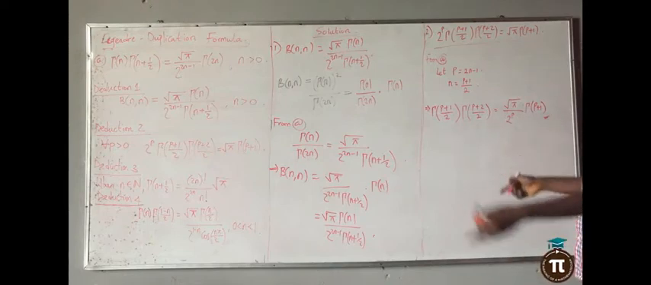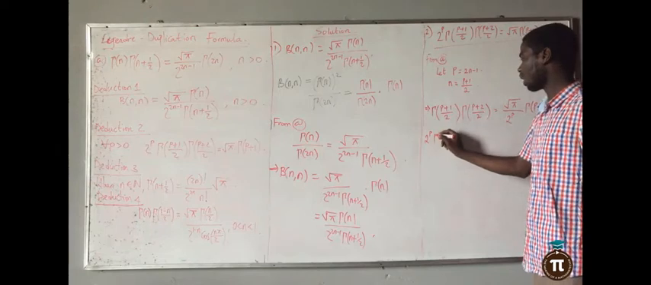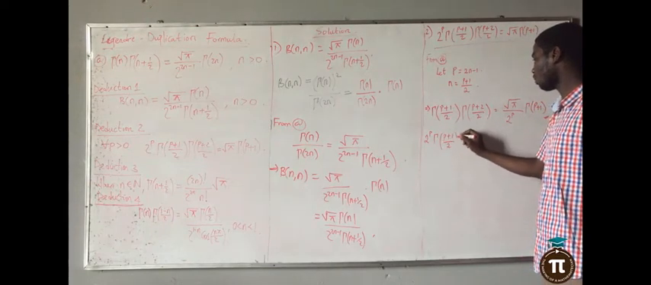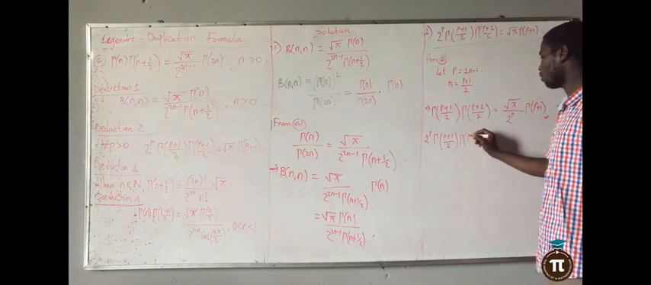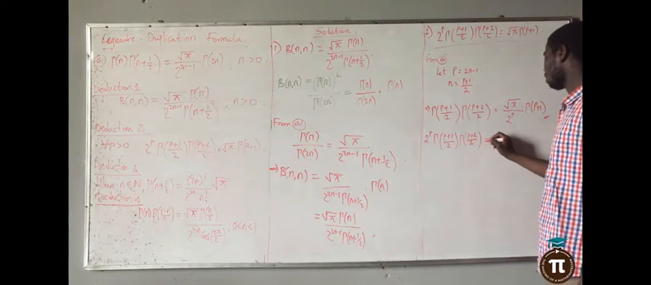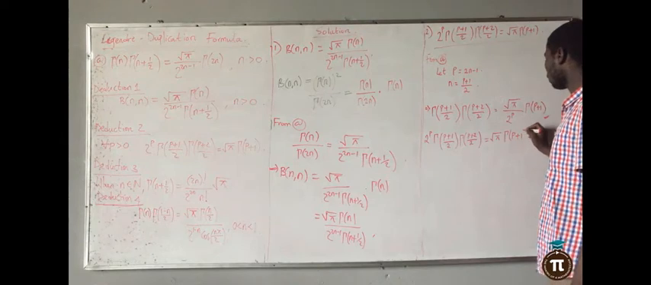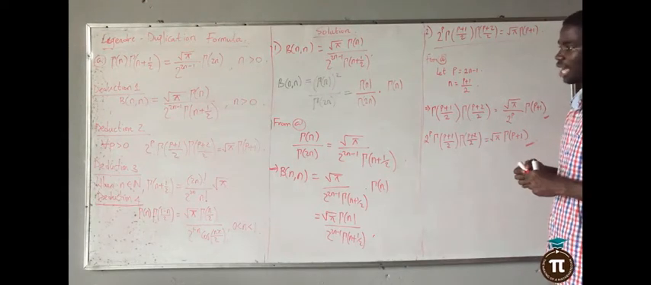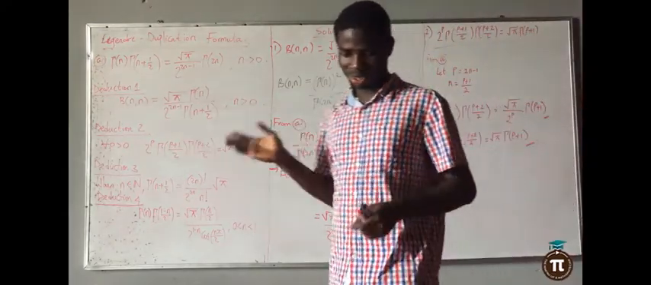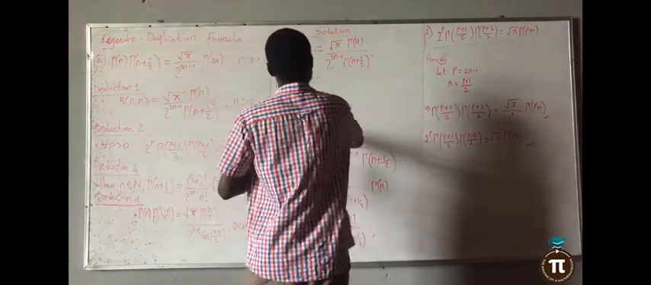So let this 2 raised to power p go to the other side so that you have 2 raised to the power of p gamma of p plus 1 over 2 gamma of p plus 2 over 2 is equal to root pi gamma of p plus 1. That's what I am going to have at the end of the day. So I'm done with the second deduction. Now let's come to deduction number 3.